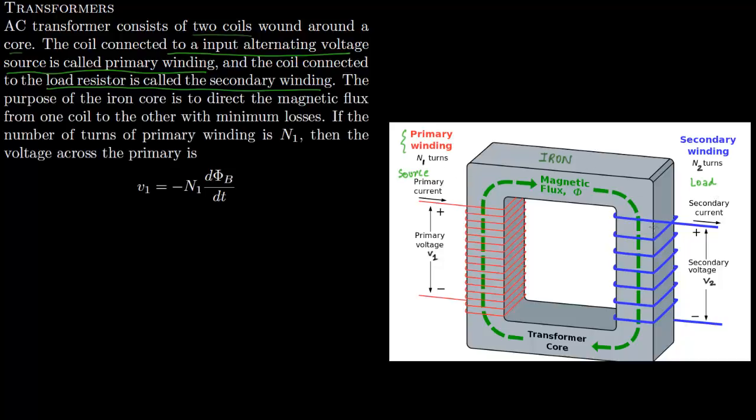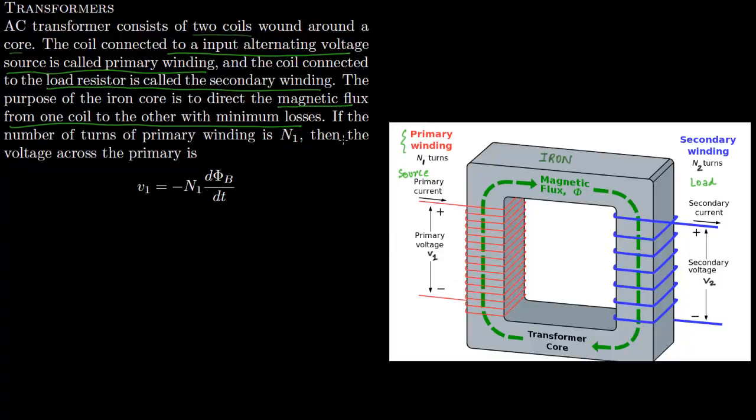So the purpose of the iron core is to direct the magnetic flux from one coil to the other with minimum loss. So this iron core is just transferring the flux from the primary coil to the secondary coil. The primary coil here is in red and the secondary coil here is in blue.